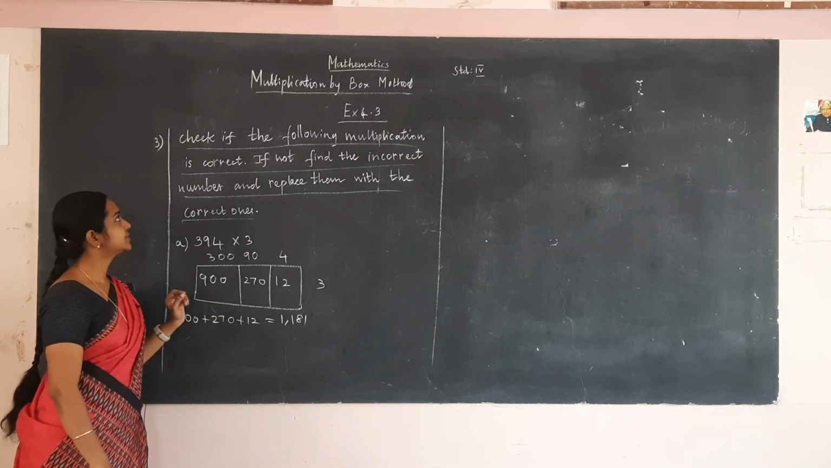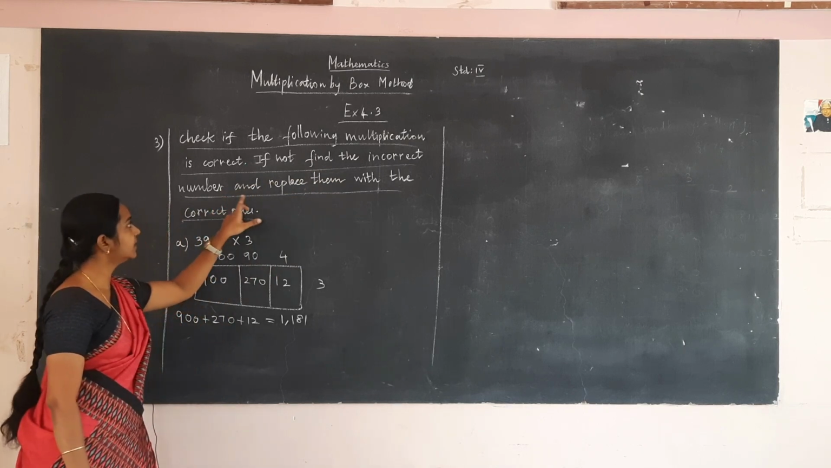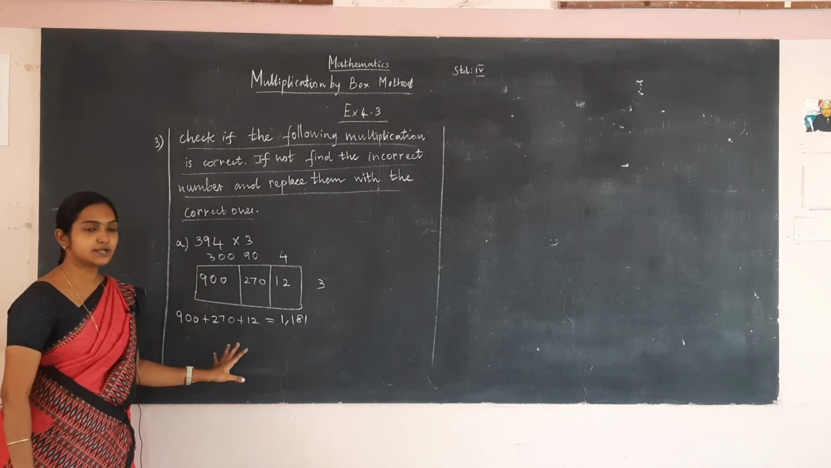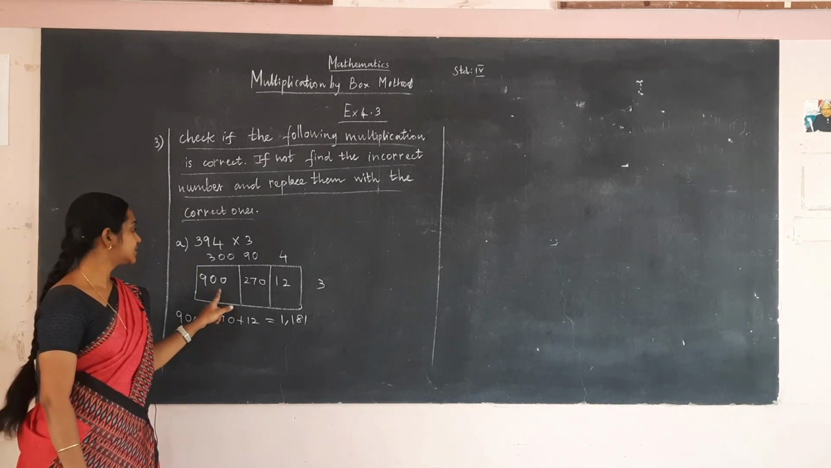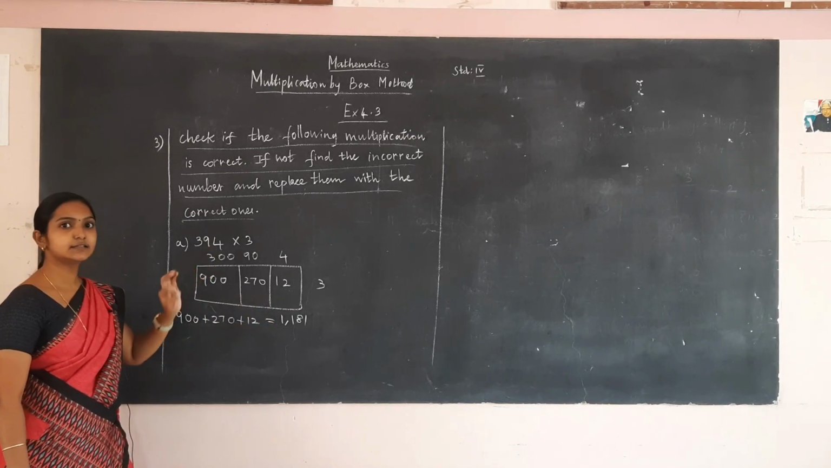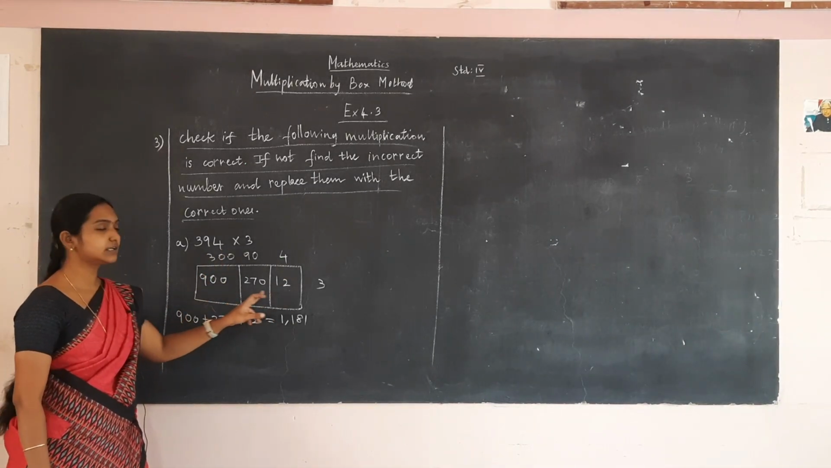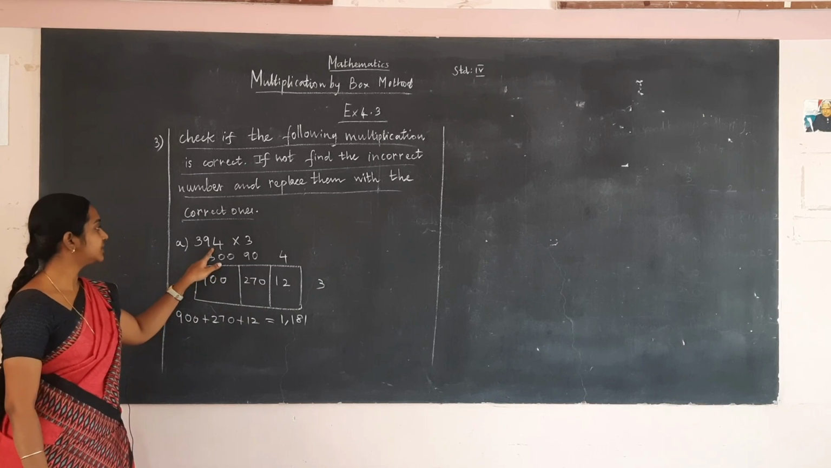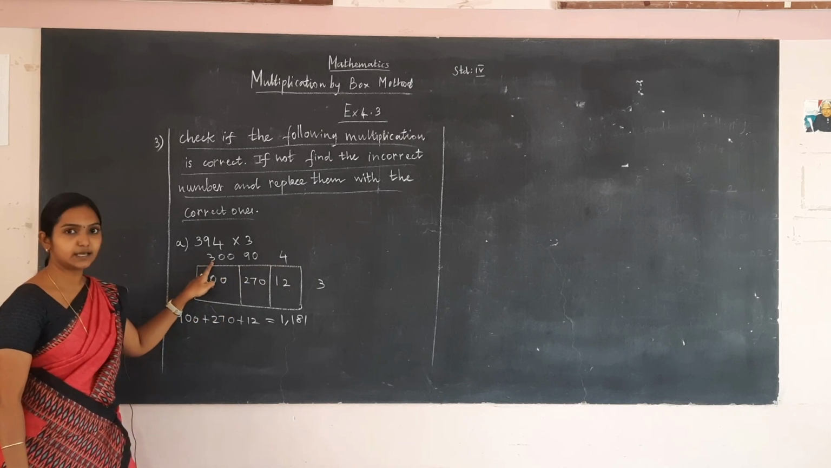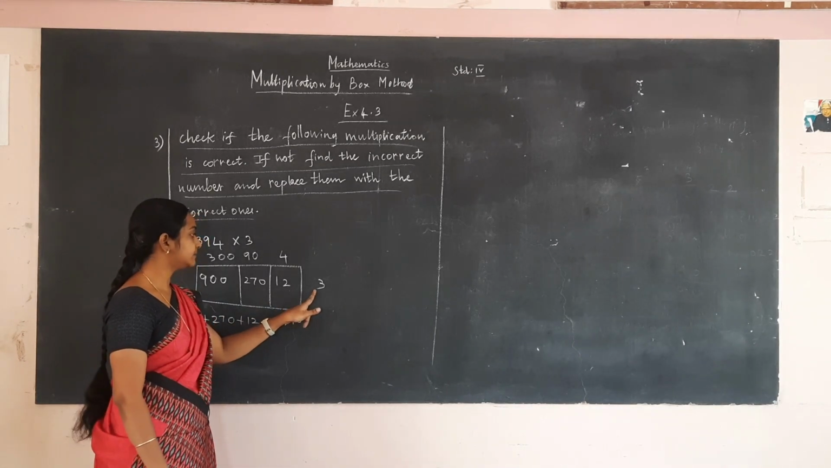The third question is, check if the following multiplication is correct. If not, find the incorrect number and replace them with the correct ones. Now multiplication is done using box method. We have to check whether it is correct or not. 394 has 3 numbers. So we have to draw a box which has 3 columns. It is drawn correctly. We have to expand 394 as 390 and 4. It is also done correctly. We have to write 3 near to the first box. It is also done correctly.